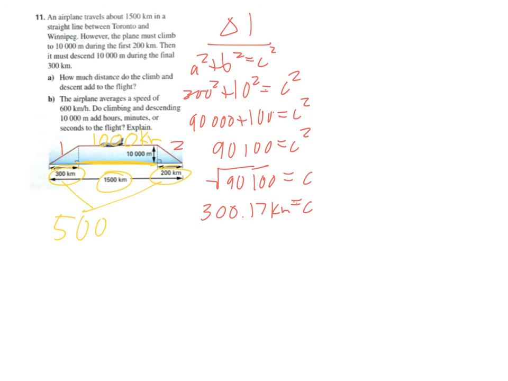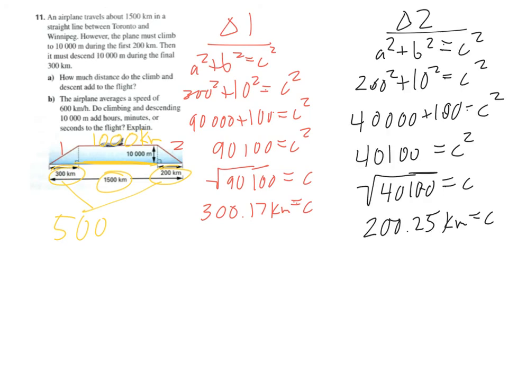I'm going to go ahead and do triangle 2 now. Okay, so again, I just plug my numbers in. I've got 200 that I use from the ground. I've got 10 kilometers that I used after I converted 10,000 meters to kilometers. And then c squared is our unknown, that's our hypotenuse. So I calculate that, 40,000 plus 100, 40,100, square root both sides, 200.25 kilometers is the length of the hypotenuse. So that's the distance the plane travels rising to cruising altitude.